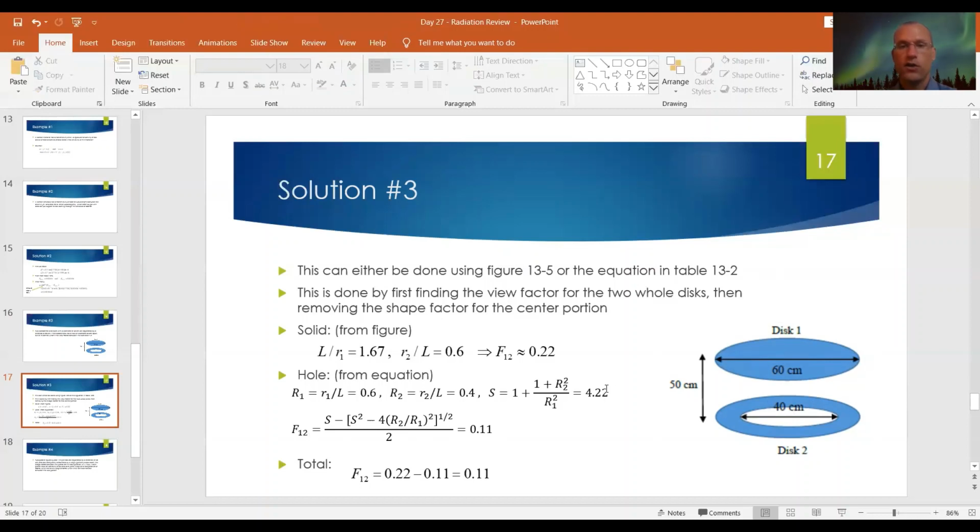And so my total view factor will be this first one, the 2 complete discs, minus the hole, and that's going to give me the one I care about. So 0.22 minus 0.11 gives me 0.11 for that view factor, for that more complicated arrangement. So again, a couple calculations involved. That's my short or medium length open question, another example of that.